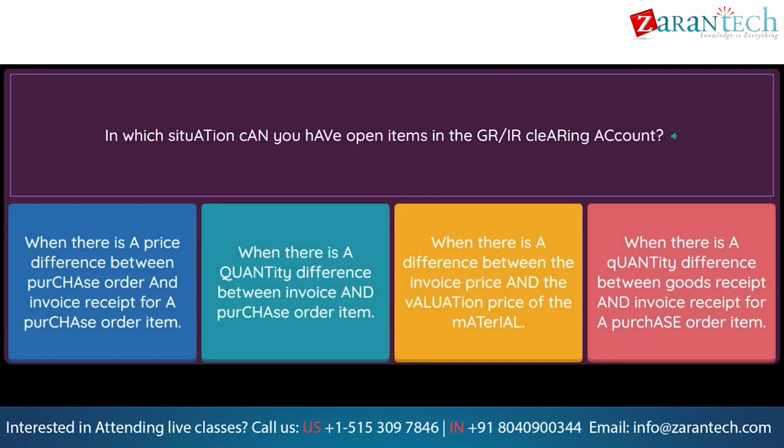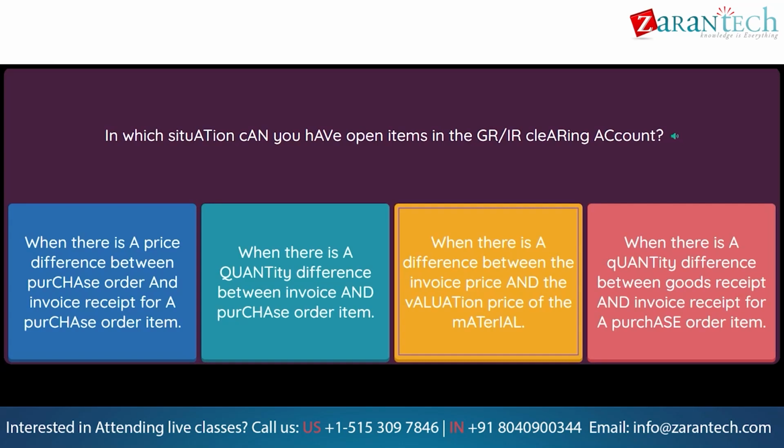Question: in which situation can you have open items in the GR/IR clearing account? Option 1: when there is a price difference between purchase order and invoice receipt for a purchase order item. Option 2: when there is a quantity difference between invoice and purchase order item. Option 3: when there is a difference between the invoice price and the valuation price of the material. Option 4: when there is a quantity difference between goods receipt and invoice receipt for a purchase order item.